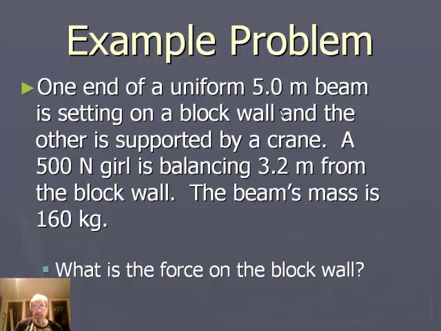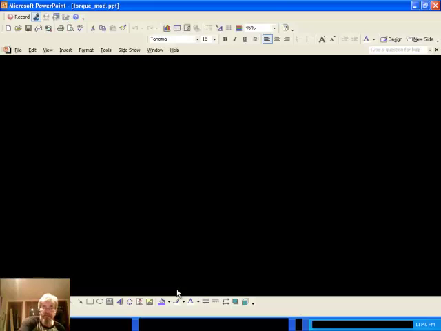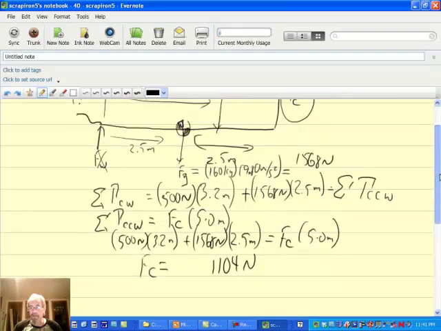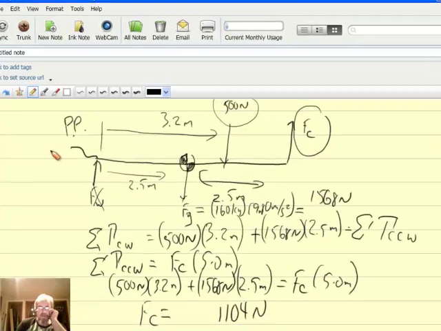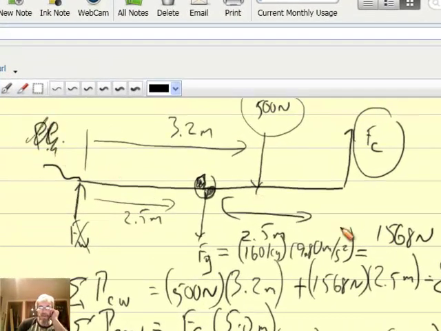It's the same beam, same wall, same crane, same girl, everything's the same, except for now the question is not what's the force on the crane, but what's the force on the block wall. We don't know what that is because we eliminated it by choosing the pivot point on the wall. Let's go back to our problem and figure this out now. If we return to the free body diagram that I drew, there are two solutions to this problem. One is we could take our pivot point and just move it down to the other end. We could do that.